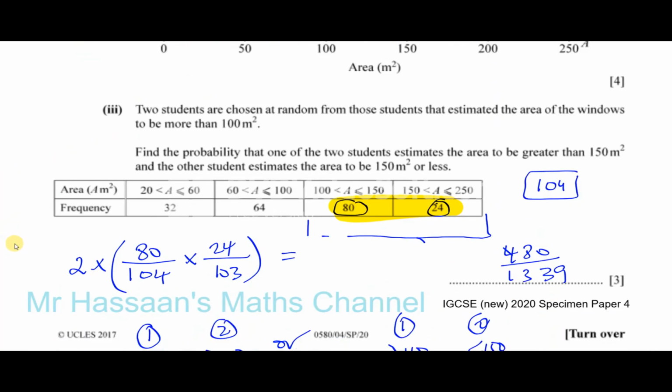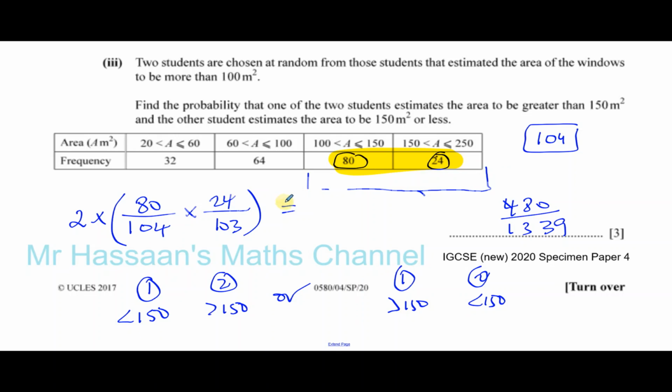Okay, this was about cumulative frequency, and the last one was about probability using a cumulative frequency curve. So I hope you understood that 2 students are chosen only from these particular students. So we're only considering those 104 students. And from those students, we've got to find the probability that one of them estimated less than 150 and the other one estimated more than 150. It could be either way around. It doesn't say the first one estimates less and the second one estimates more. It could be that, or it could be the first one estimates more and the second one estimates less. So we've got to combine both of those probabilities together to get our answer.